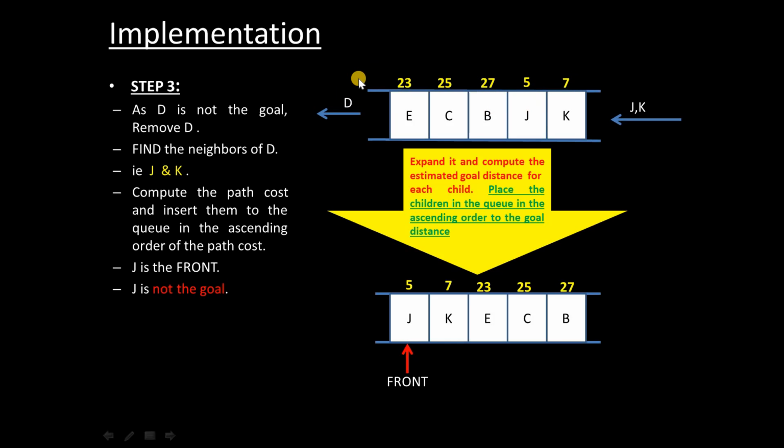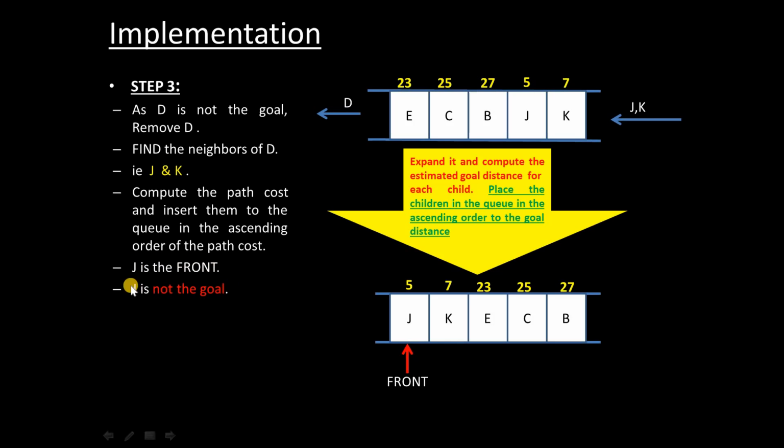Whether it is in ascending order? No. These 3 blocks were in ascending order and these 2 blocks are in ascending order, but overall in the queue it is not in the ascending order of the cost. So again, after inserting J and K, we will reorder the queue again. What happens? J comes first, K second, E third, C fourth, and B fifth. And optimally here we have J as the friend. So check whether J is the goal node.